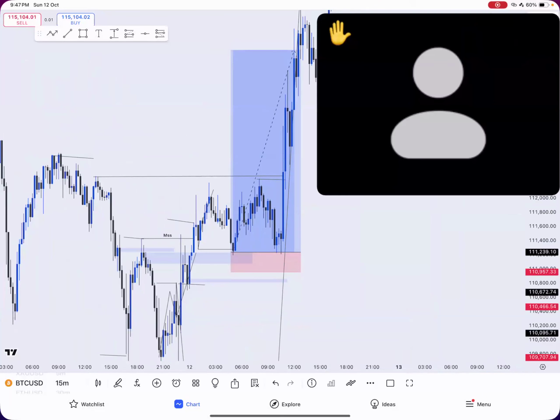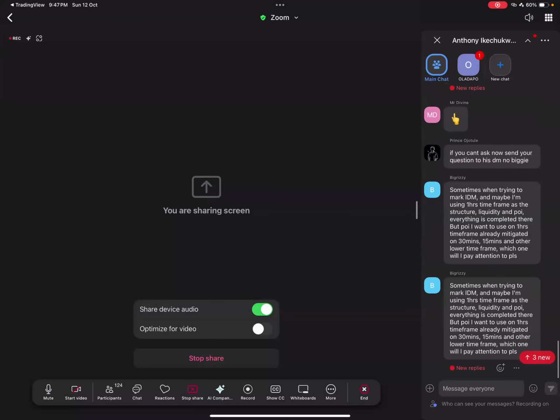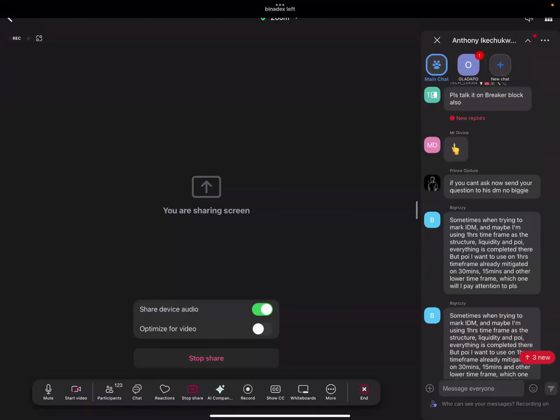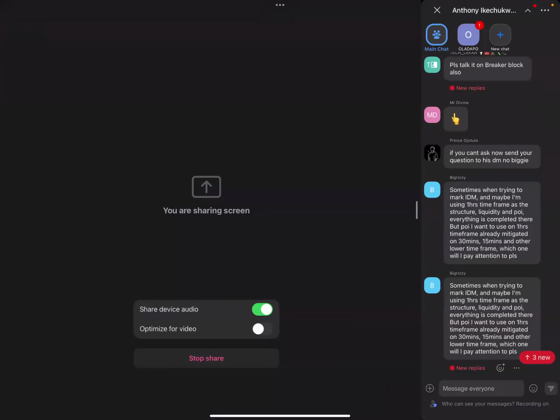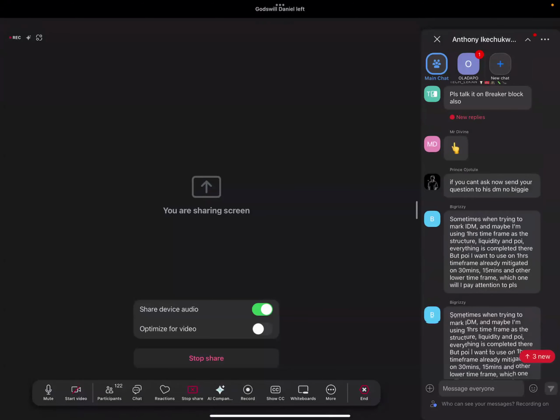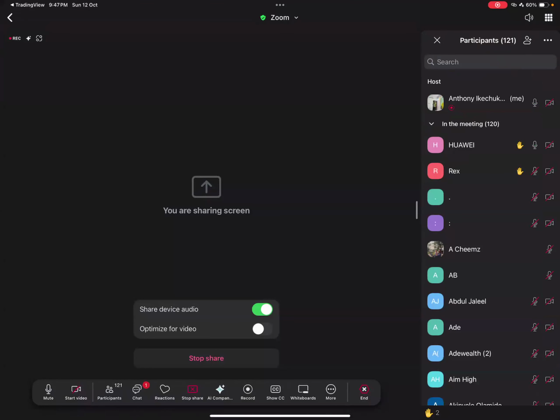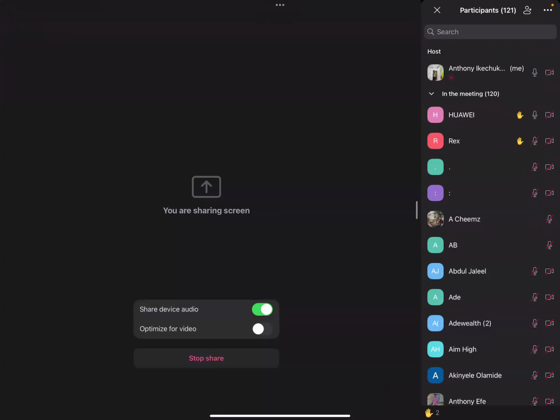Okay. But this pullback. Can you hear me well? I said after the double break of structure happened, there is a pullback immediately. Are we going to call that a mitigation of the breaker because it touched the broken structure immediately? That's a valid mitigation, and that's now following the proper way.